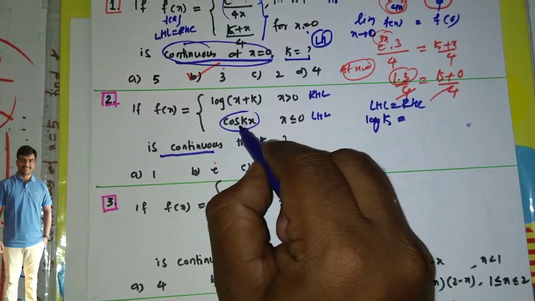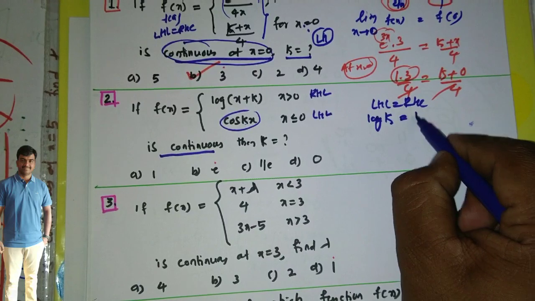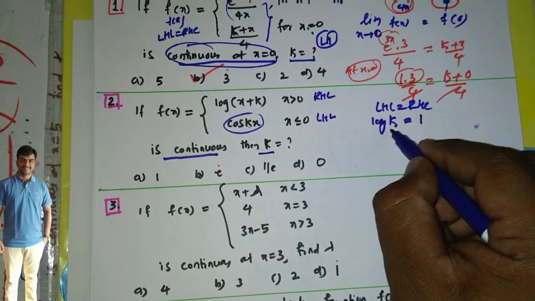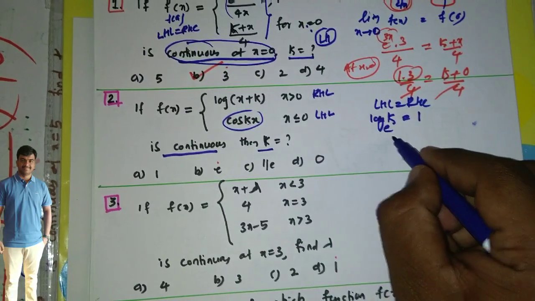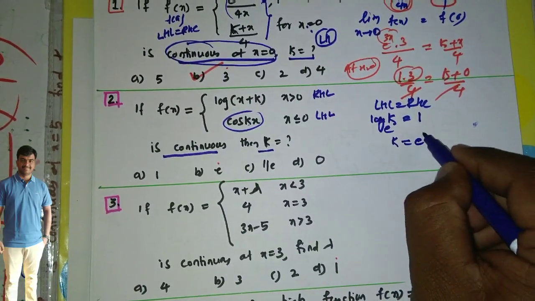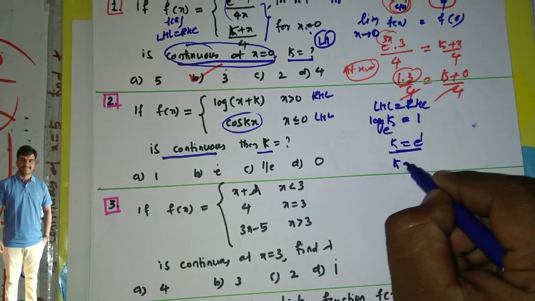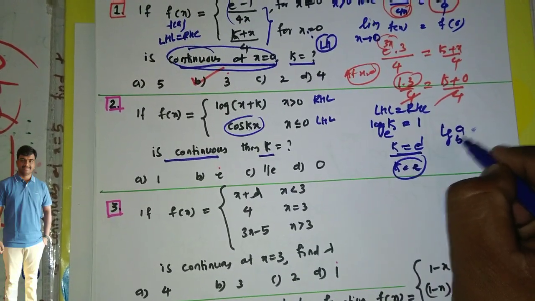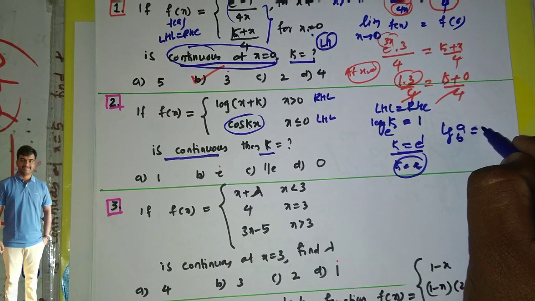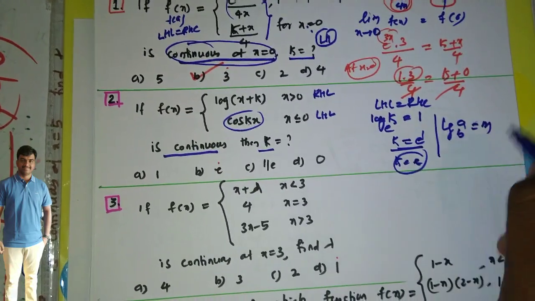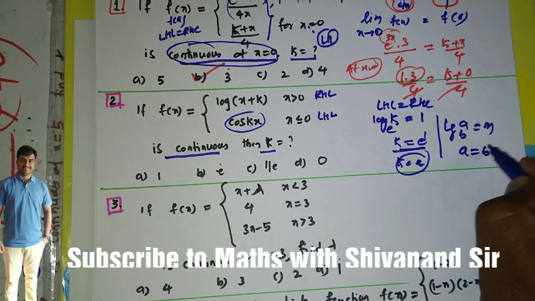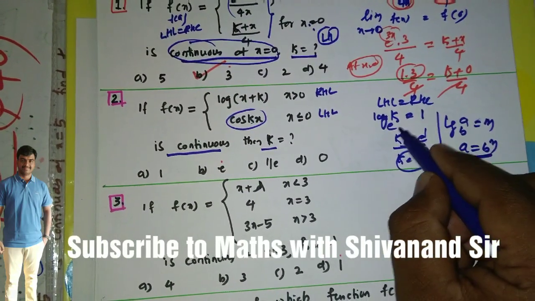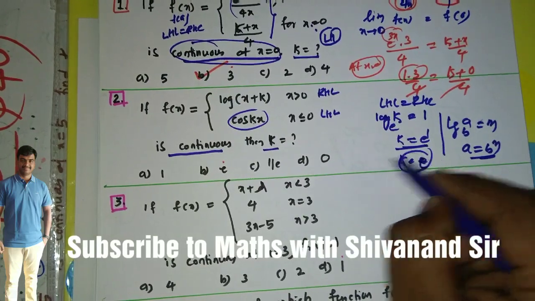On the other side, put x equal to 0 directly: k into 0, so cos 0, and the value of cos 0 is 1. So log k equals 1. He is asking the value of k. Here the base is e, so k is equal to e raised to 1, that is, k equals e. Students, remember: if log a to the base b is equal to m, then once you remove the log it becomes a equal to b raised to m. In the same fashion, log k to the base e equal to 1, then k is equal to e raised to 1, that is, k equals e.